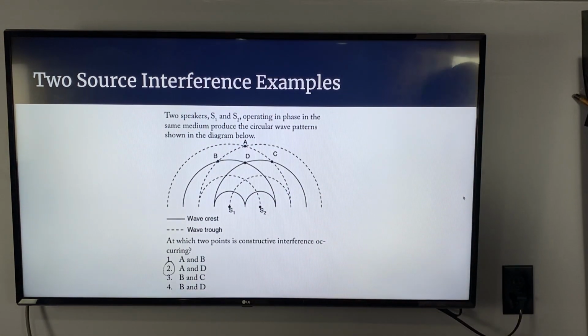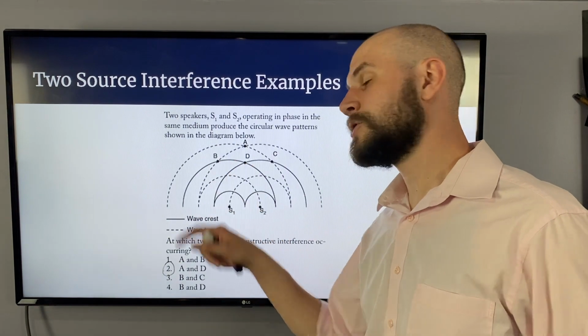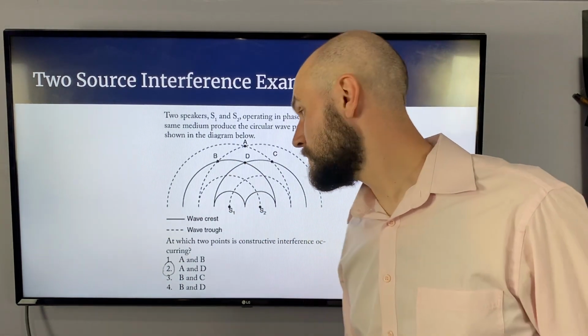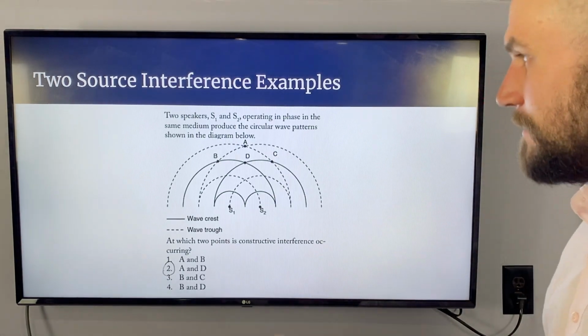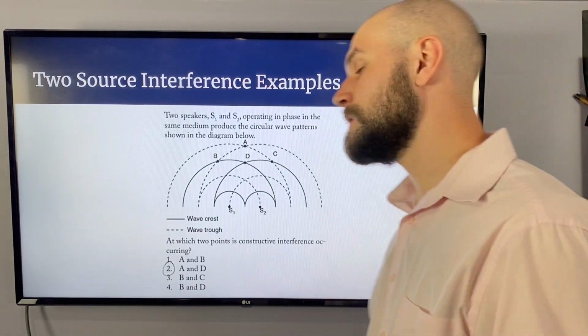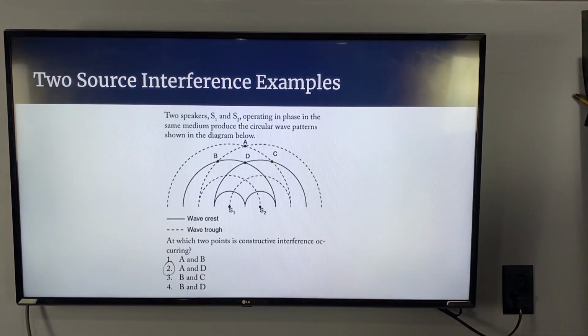Option 2, points B and C. We have a crest and a trough. Those are going to destructively interfere, canceling each other out. Same thing with point C. We have a crest and a trough interfering, canceling one another out.